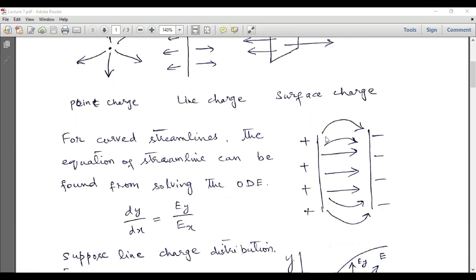But if we move towards the edges or towards the point where the plates of the capacitor are ending, we will be able to see the electric field lines which are curved in nature. So over here you can see these are the streamlines which are curved. Here the radius of curvature is further reduced, and similar curved streamlines are also observed over here. These are called fringing field lines, and here the electric field is actually steady. So such streamlines which are curved in nature, the equation of these streamlines can be evaluated by solving this ODE.